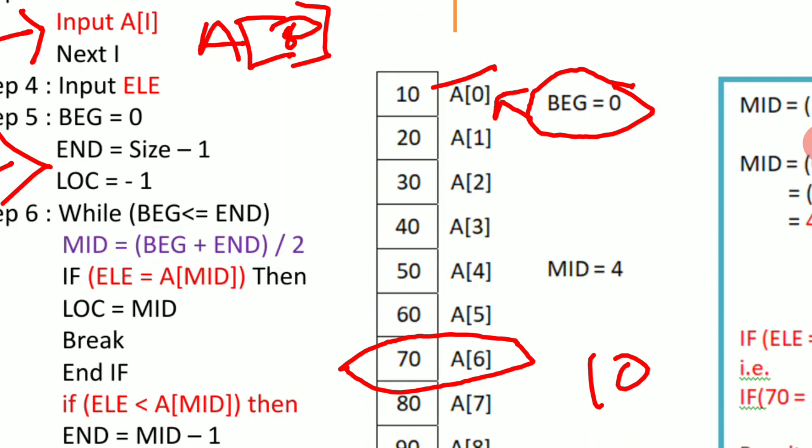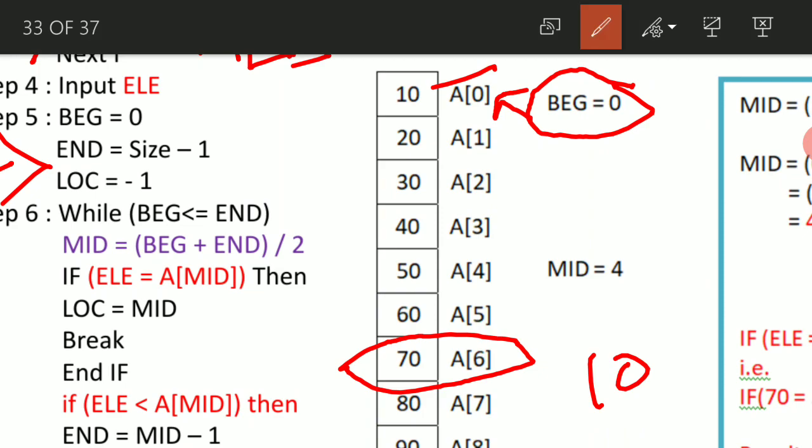And we have one more variable here, that is location equal to minus 1. For searching we require this variable. In the linear search technique also we used this variable, location equal to minus 1. If its value changes to any other integer, that means the value is found. If it remains minus 1, then the given element is not there in the array, or not found. Fine.